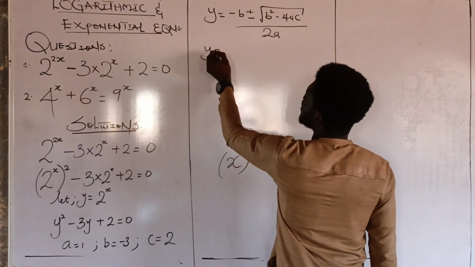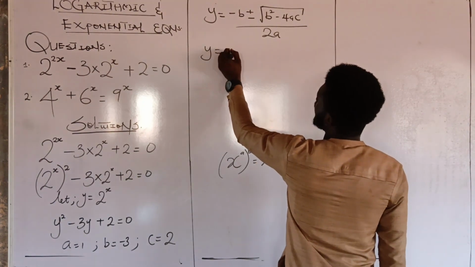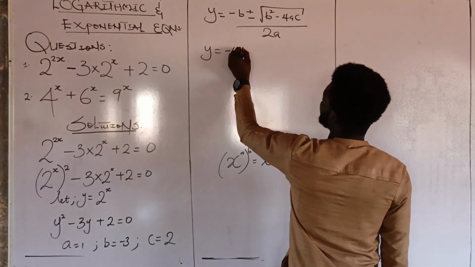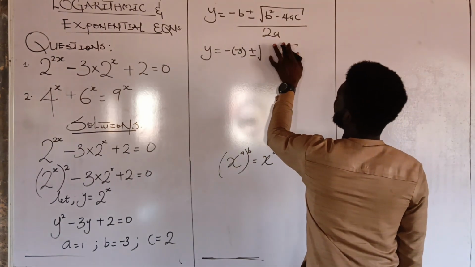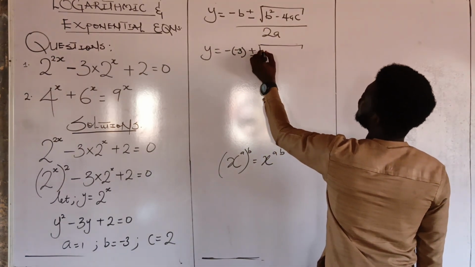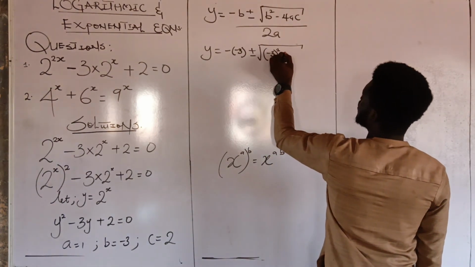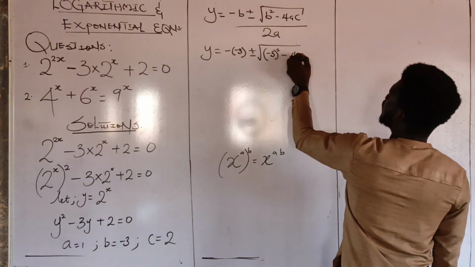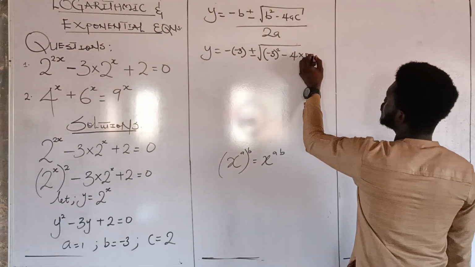So y is certainly going to be equal to, what is b? We have minus 3. So minus of minus 3, plus or minus the square root of b squared. What is b squared? Minus 3 all squared, then minus 4 times a. What is a? a is 1. Then what is c? c is 2.